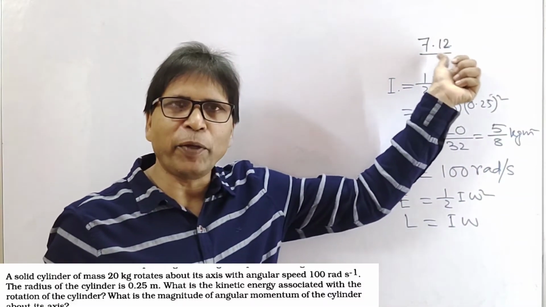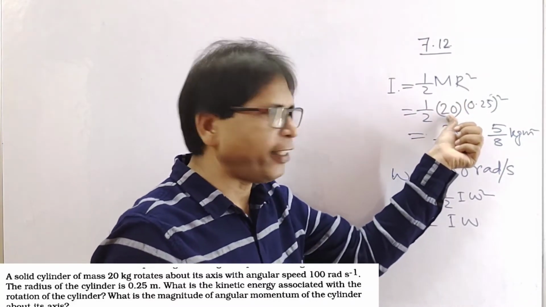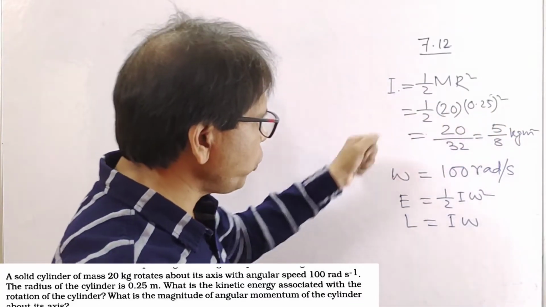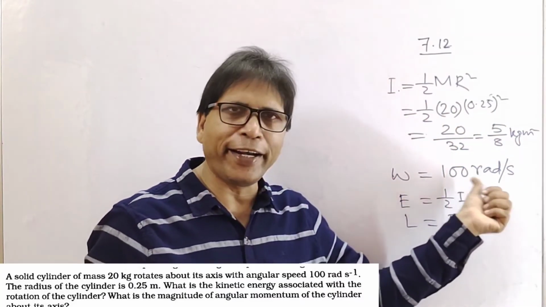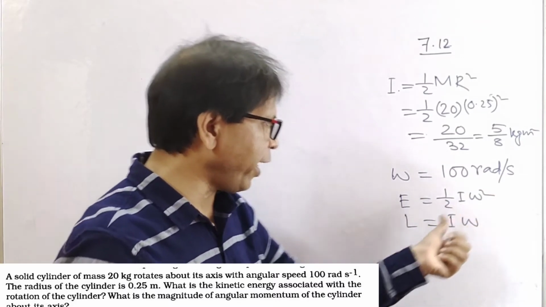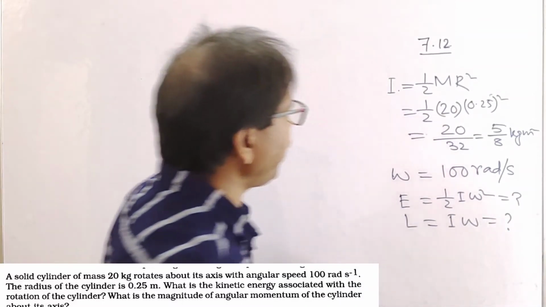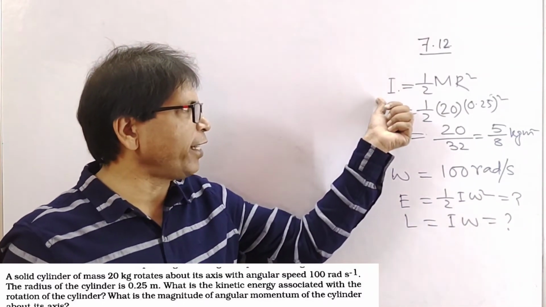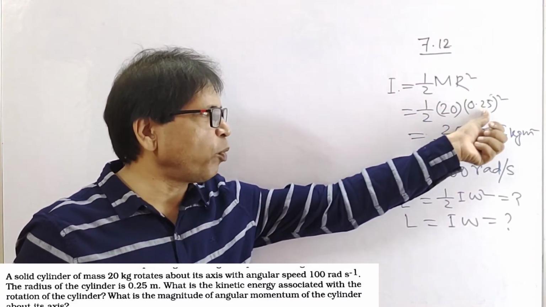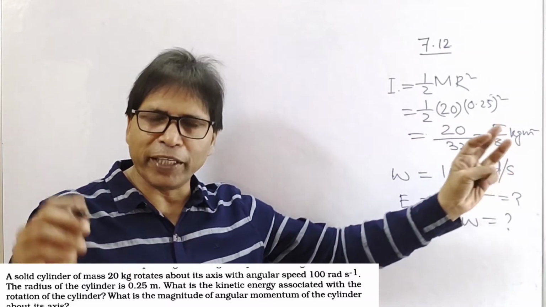Now NCERT 7.12. A solid cylinder of mass 20 kg and radius 0.25 meter rotates with angular velocity 100 radian per second. We have to calculate kinetic energy and angular momentum. Now look at this. Here the moment of inertia is half mr square, mass is 20 kg, r is 0.25, so we get 5/8 kg meter square.